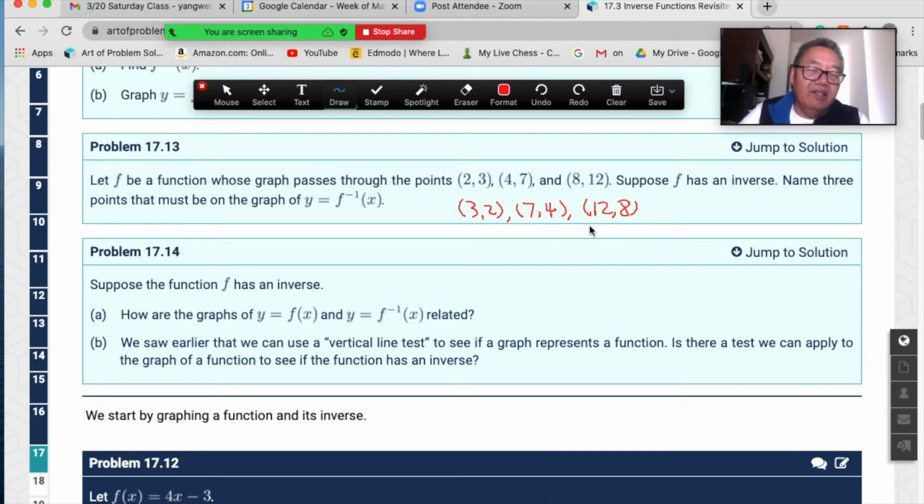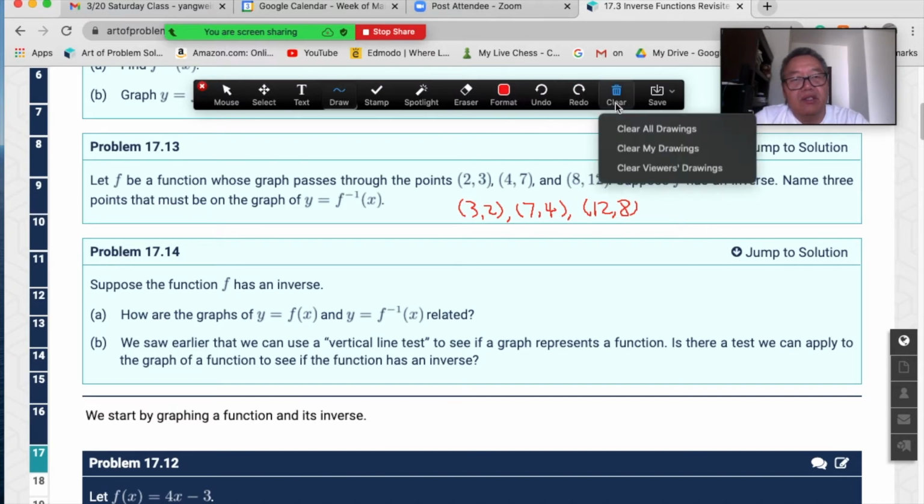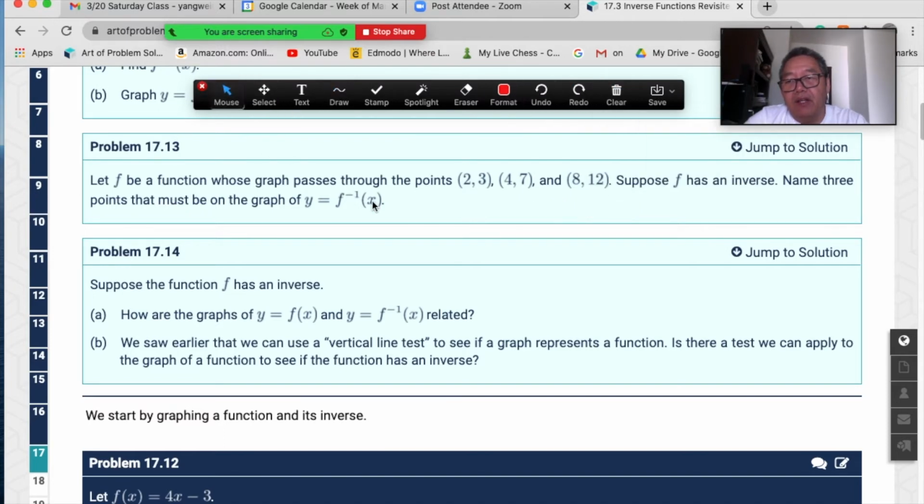You know why? Because the inverse function switches the x and y coordinates, right? So in the original function, this one is x. In the inverse function, that will be y. So that will be 3, this one will be 2, this one will be 7, this will be 4. Okay. So that's the reason. Now let's see 14.